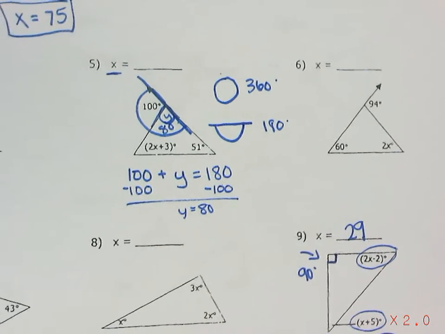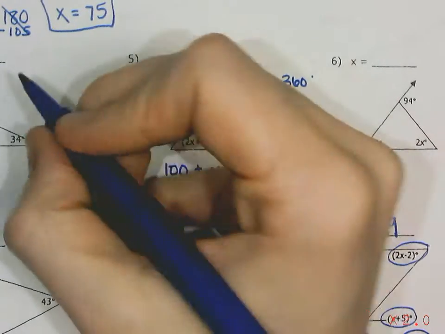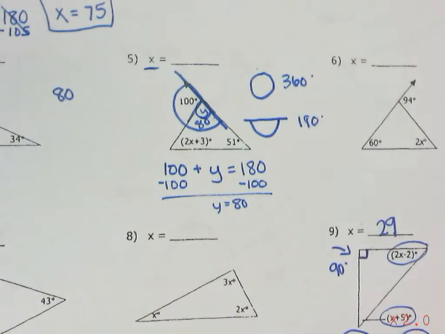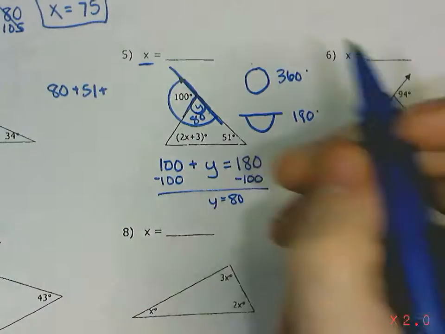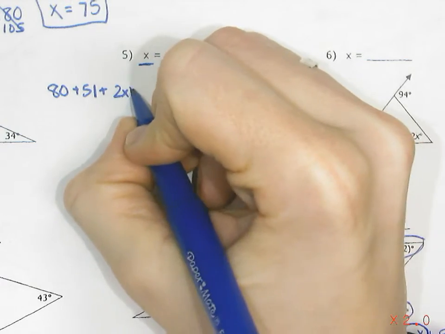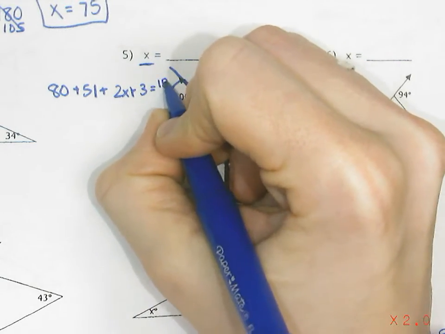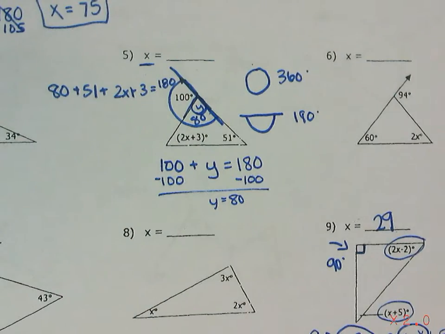So I'm going to do that over here to the side. We know that the missing angle that we found is 80. And then we have an angle that's 51, and we have an angle that's 2x plus 3. Those all combine to equal 180.